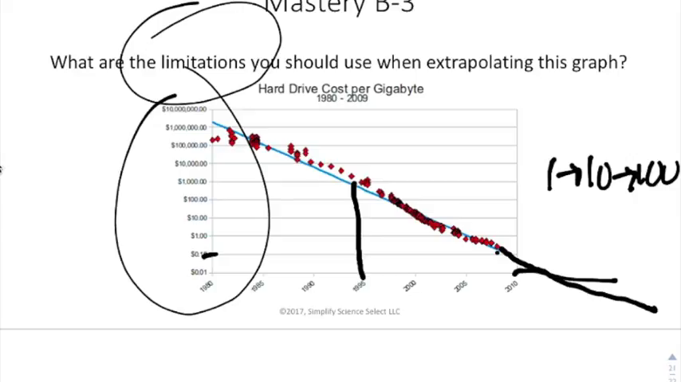Now, if you were to go the opposite direction and try to extrapolate before 1980, you'd say, wow, somebody could have bought a hard drive for $10 million, when in actuality they didn't exist at that point. So you do have to be very careful when you decide to extrapolate.